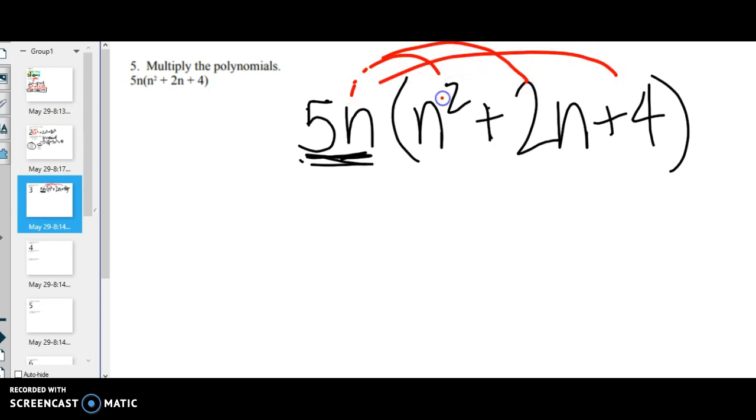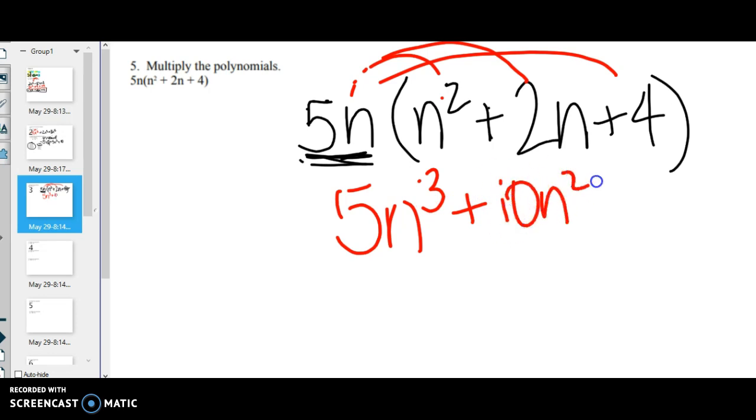So 5n times n squared gives me 5n to the third. Then I see a plus, so I have to write the plus sign. Then 5n times 2n gives me 10n squared. And 5n times positive 4, so plus 20n.